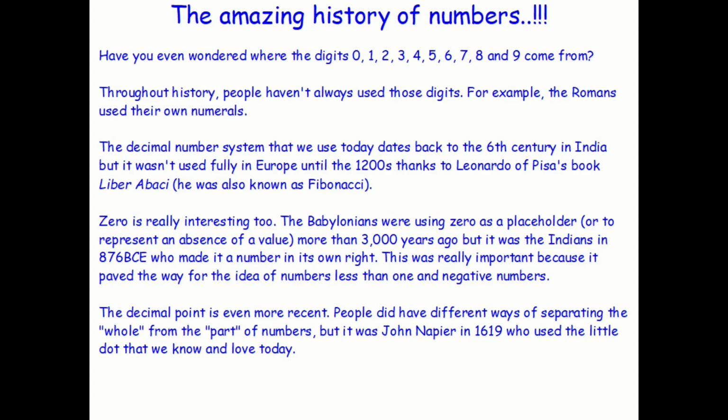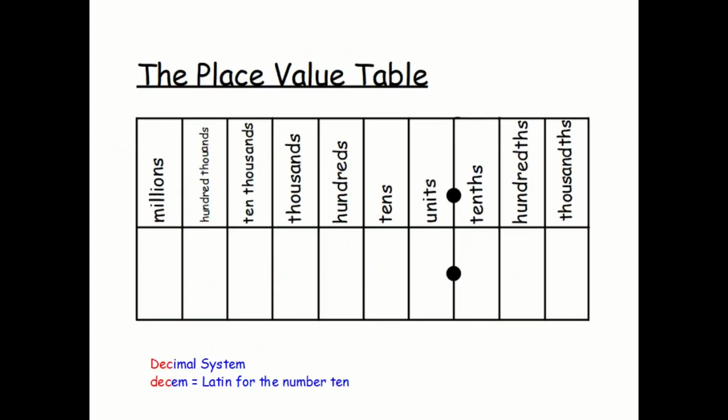The decimal point is even more recent. People did have different ways of separating the whole from the part of a number, but it was John Napier in 1619 who used the little dot that we know and love today. So all this has resulted in our decimal number system. In other words, we use 10 digits, 0, 1, 2, 3, 4, 5, 6, 7, 8, 9, to write any number that we want. The word decimal stems from the Latin word for the number 10, decan.